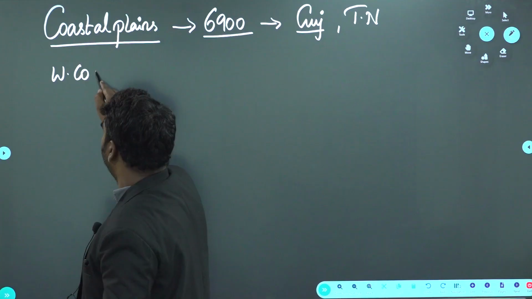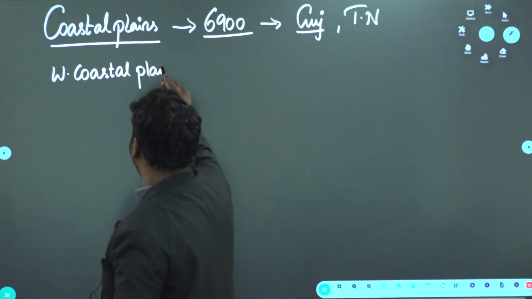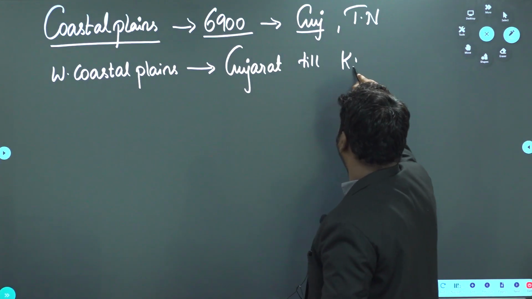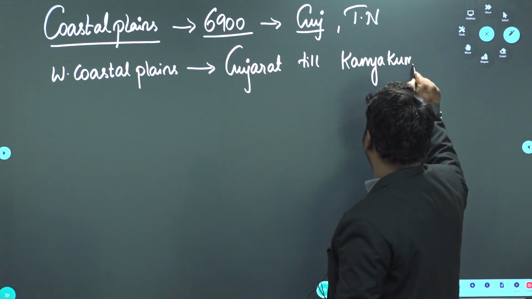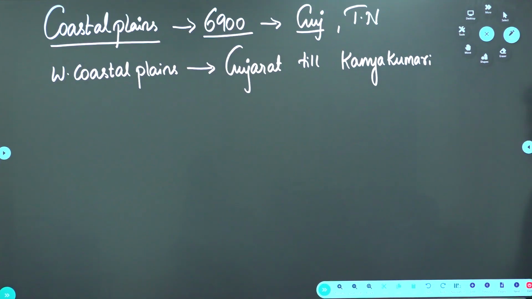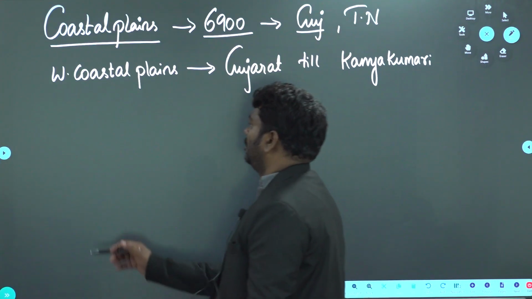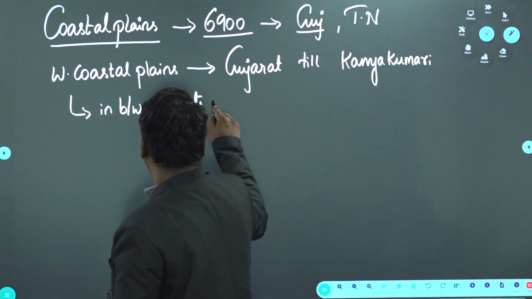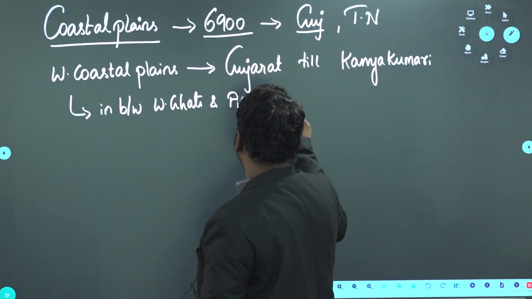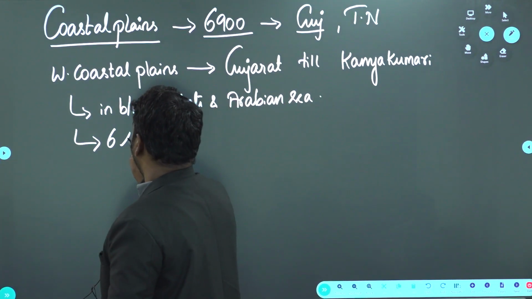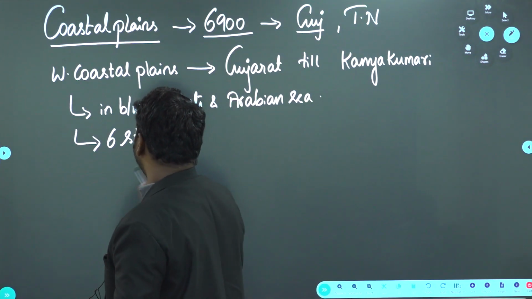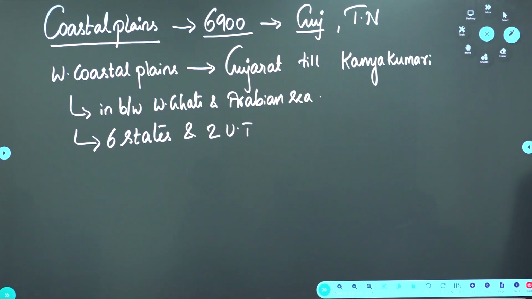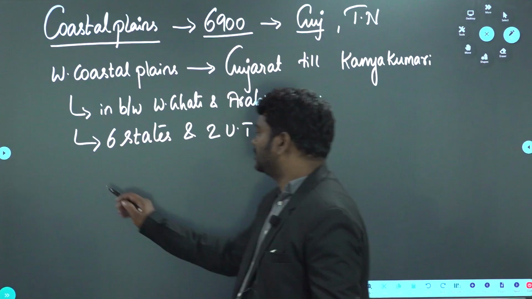So when you say west coastal plain, it extends from Gujarat till Kanyakumari, in between Western Ghats and Arabian Sea. Includes 6 states, 2 union territories, Puducherry, Daman. This line is very important.